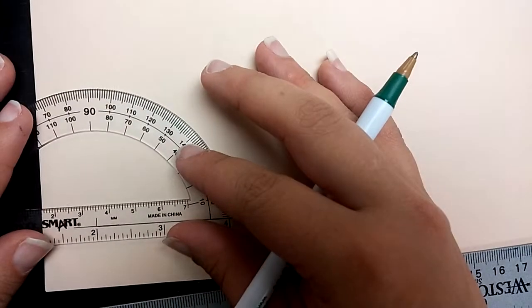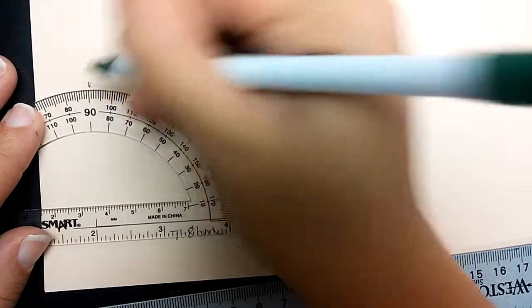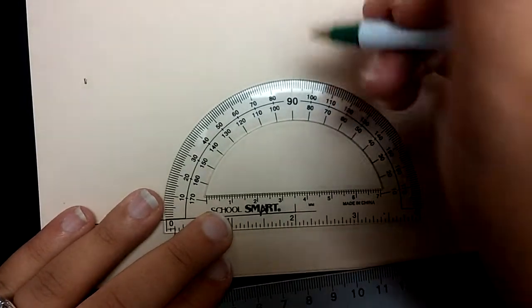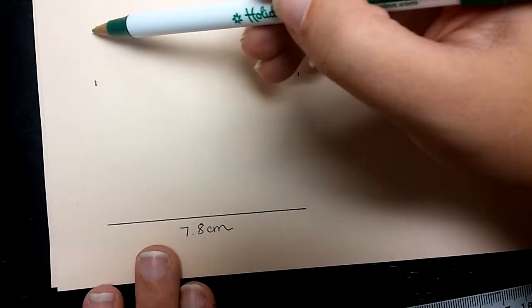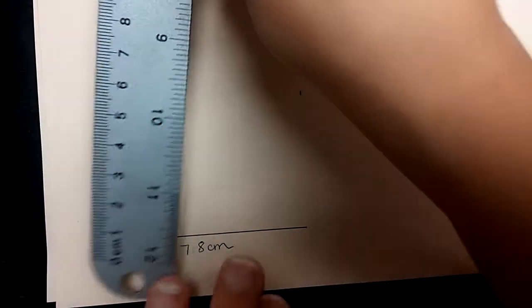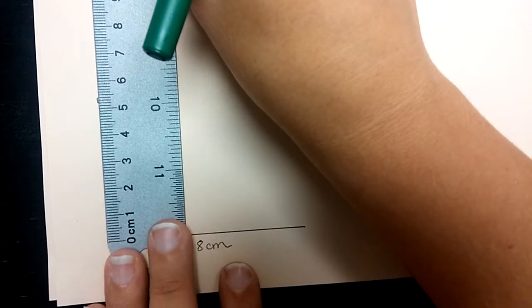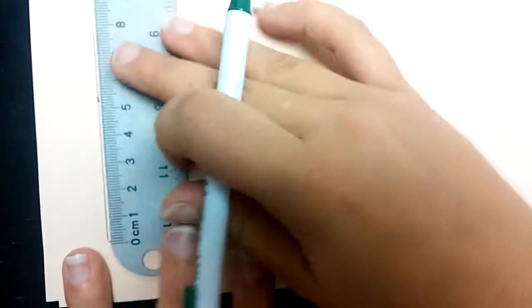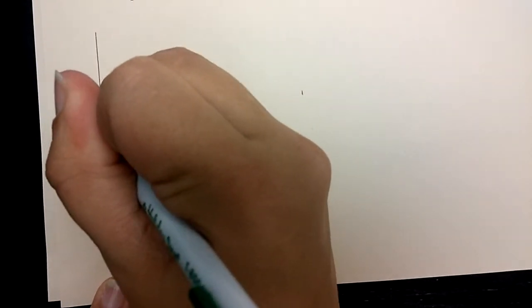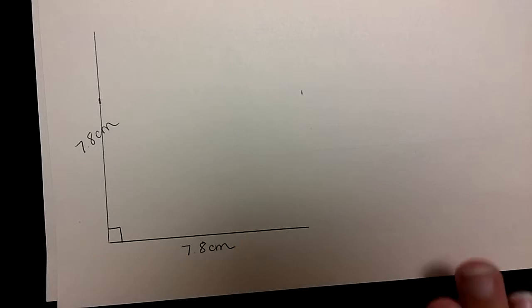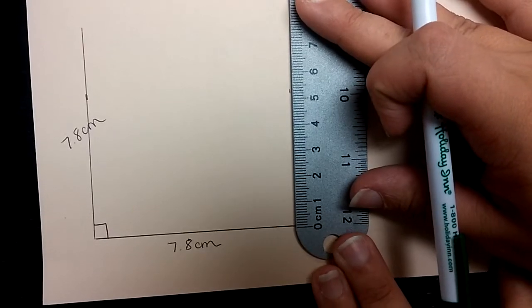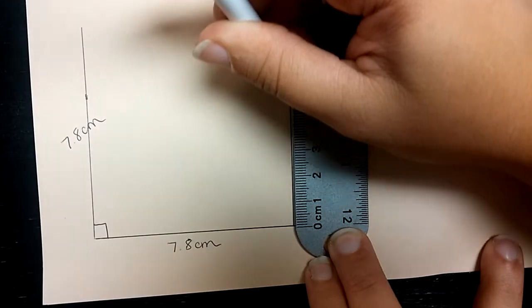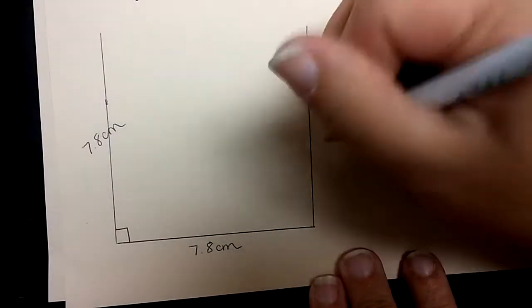Now, if each angle is 90 degrees, you line it up on each side, similar to what we did for the rectangle. Put a mark at 90, and put a mark at 90. In that direction now, we will go 7.8 centimeters again. So I line up my ruler, and I'm going to go 7.8 centimeters in that direction. So 7.8 centimeters, right angle. And I'll do the same thing here. Line it up. And go 7.8 centimeters in that direction.